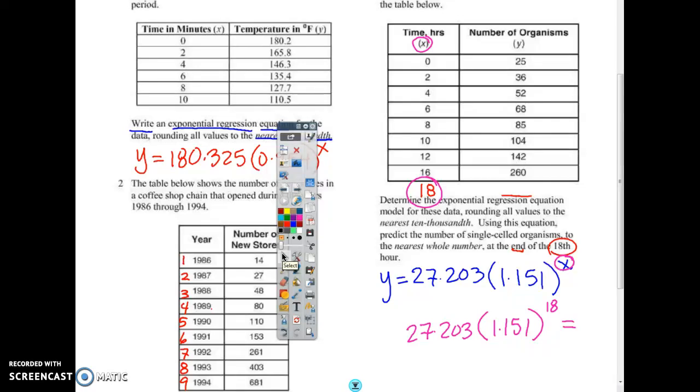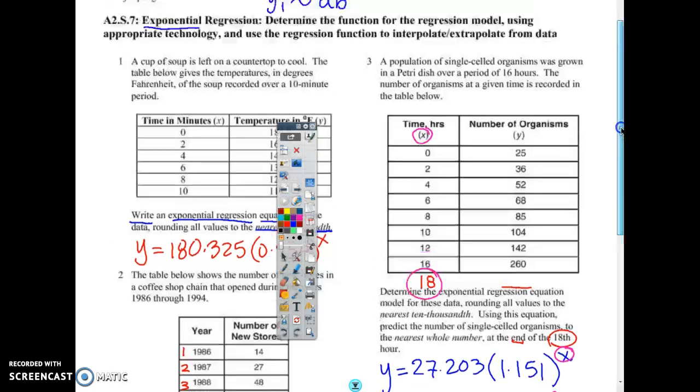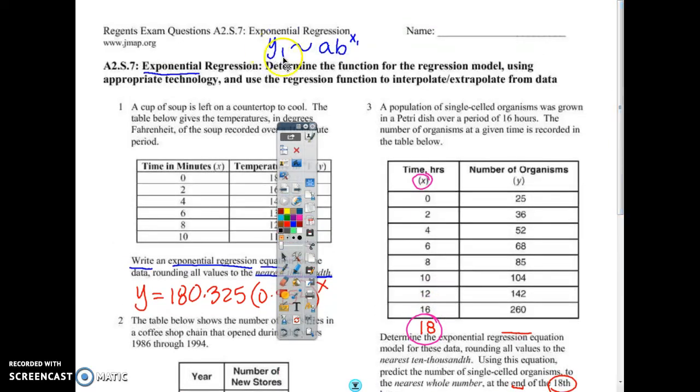This formula is not in the formula chart, so if they give you a problem like this on the STAR, you guys have to memorize this formula, which is, let me go back up here. y approximately equals a times b to the x. And we can put parentheses around that. So make sure that you memorize that.